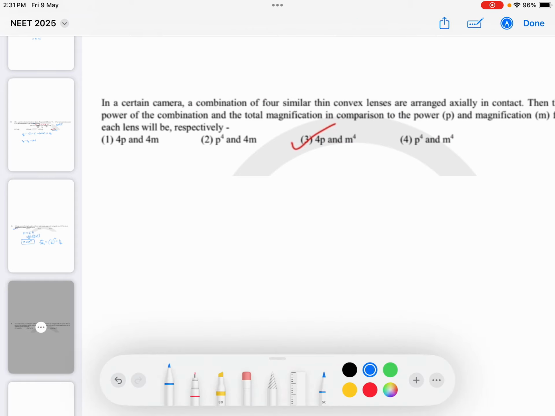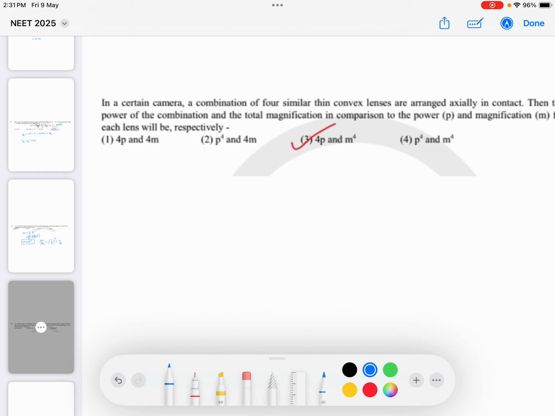Next, in a certain camera, the combination of four convex lenses are arranged axially in contact. Then the power of the combination and total magnification of the combination can be written as.